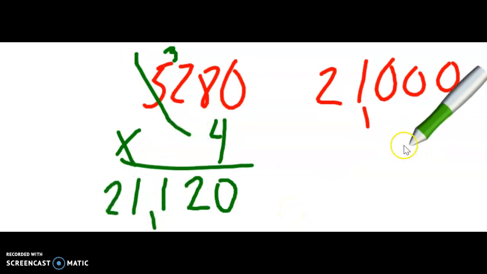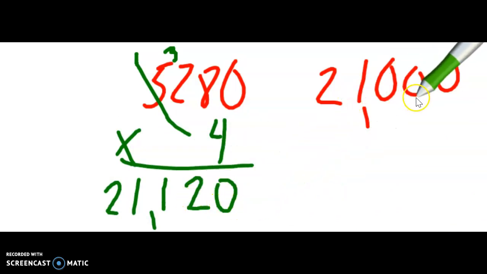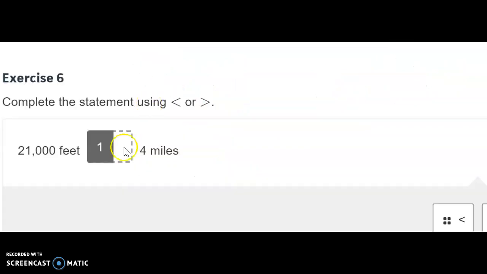So when we look at this, which one is larger? Well, our 21,120 is larger than 21,000. So let's go back to the problem. Which way would we have it? Well, our 4 miles would be bigger. So our arrow would be going towards the smallest number, and our wide mouth would go towards the biggest number. So we would select this one.